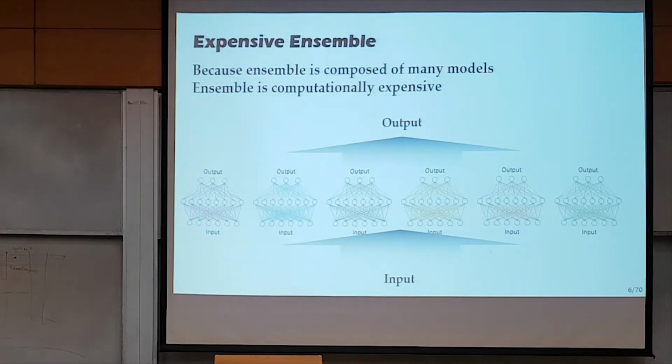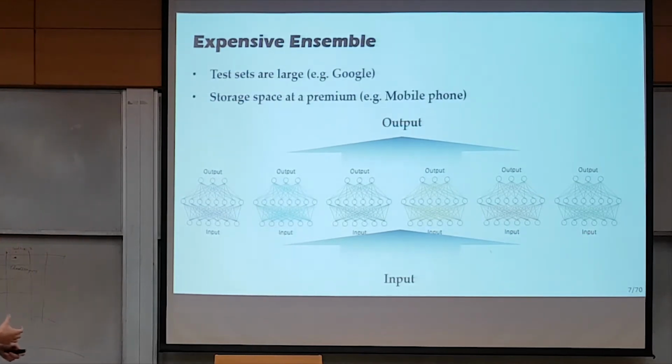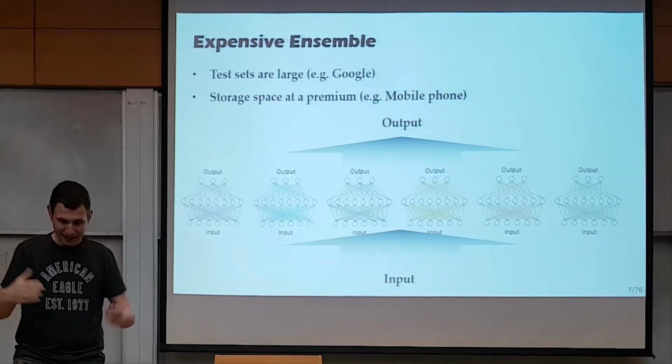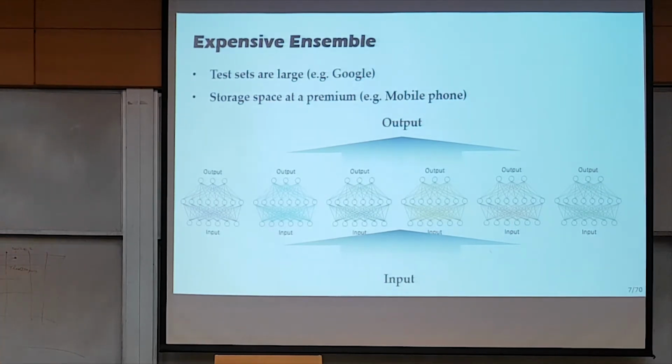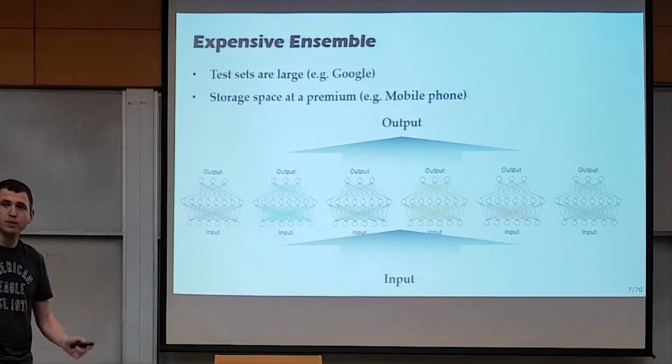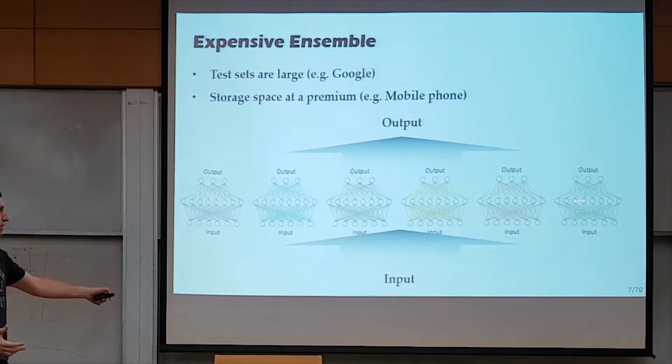Because our ensemble is composed of many models, it is computationally expensive. Test sets are large, like at Google, and storage space is very premium, like on a mobile phone. So we have limited resources, but we want to achieve great results. How will we do it? Can we train or run inference on our phone with all these networks? Do you agree with me? It's not feasible. You have no batteries that can support this.